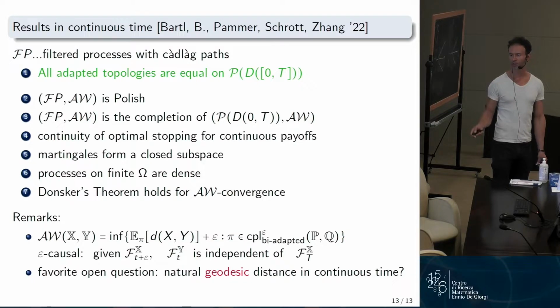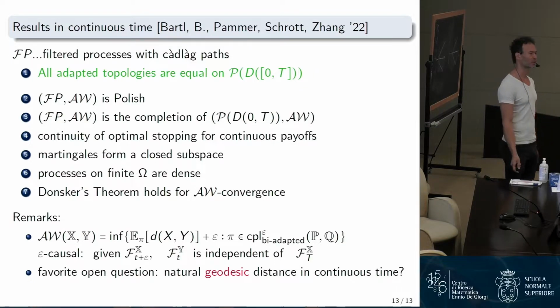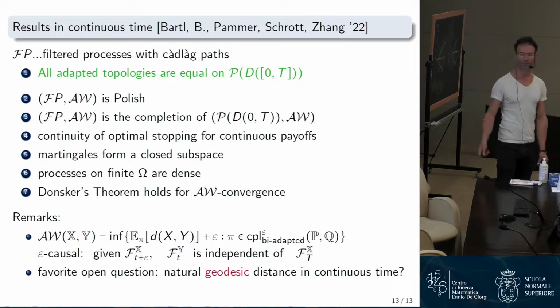My favorite open question in this field: in discrete time we had a geodesic distance. What would be the natural geodesic distance in continuous time? Of course there are many other open questions, but that's my favorite one.